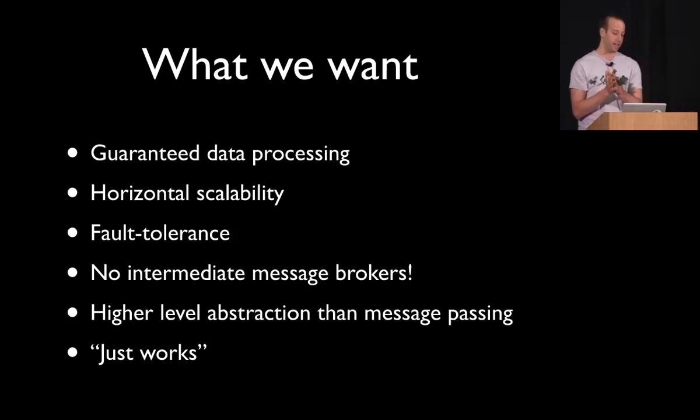But the thing is that the reason those intermediate message brokers were there in the first place is because they help with guaranteeing data processing, that first property we want. The idea being that if a worker fails to process a message, it can just replay it where it got it from, and only take it off the queue when it finishes processing the message. So if we get rid of those intermediate message brokers, we need a whole new way of guaranteeing data processing.